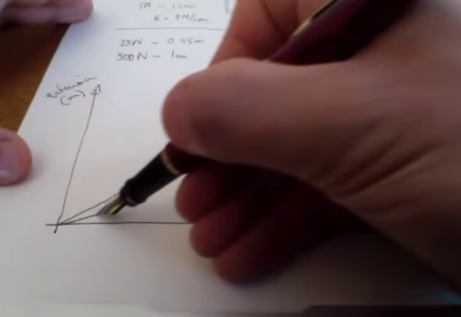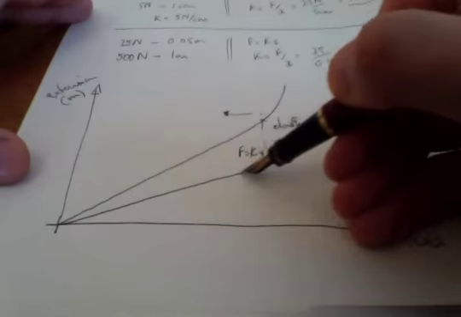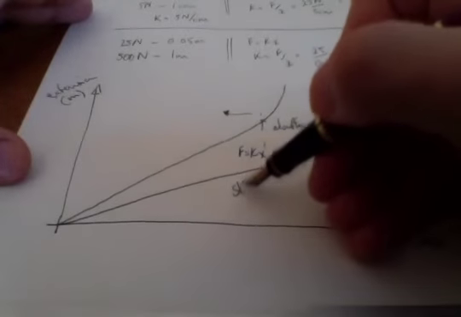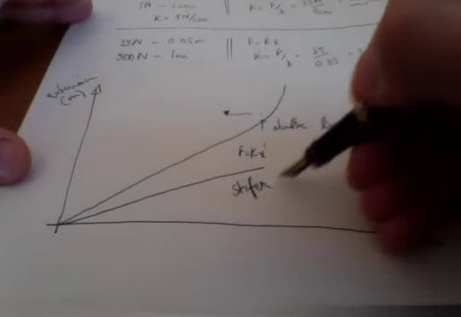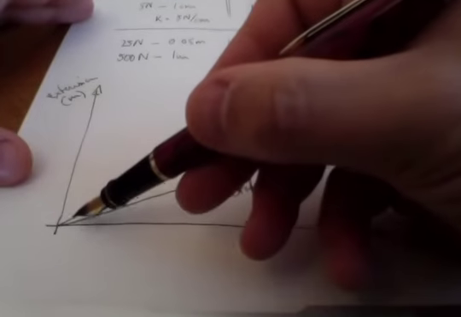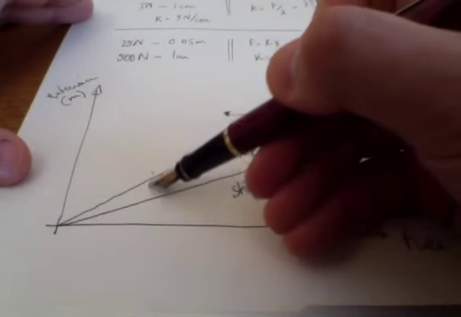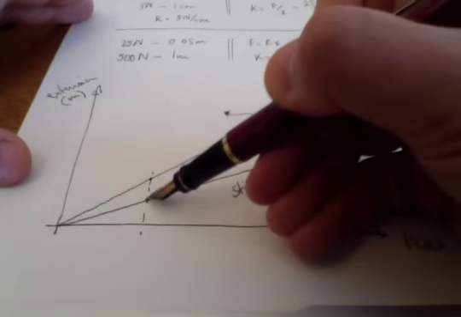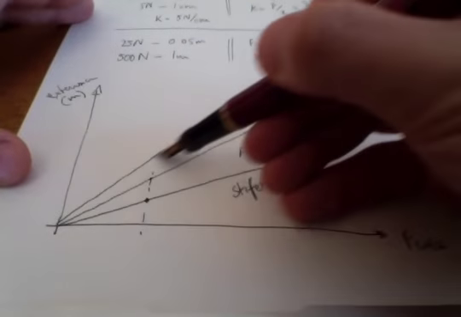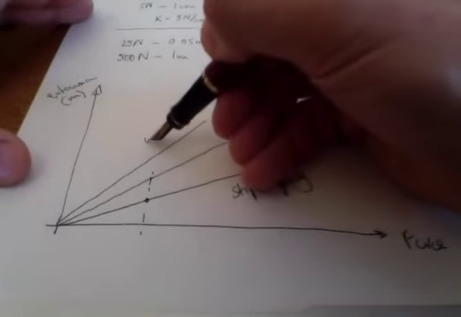If you plotted another spring's behaviour and it came out to be lower than here, you would say this is a stiffer spring. And the reason why is because for the same amount of force applied, this spring has less extension. Similarly, this line here would be a weaker spring.